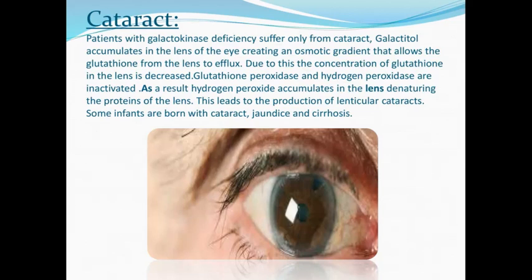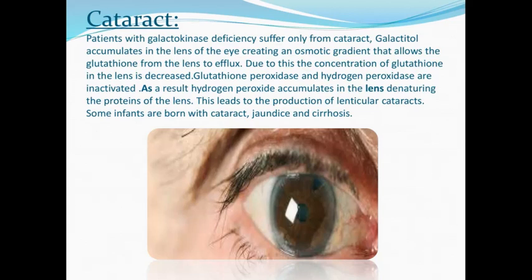Due to this, the concentration of glutathione in the lens is decreased. Glutathione peroxidase and hydrogen peroxidase are inactivated. As a result, hydrogen peroxide accumulates in the lens, denaturing the proteins of the lens. This leads to the production of lenticular cataract. Some infants are born with cataract, jaundice, and cirrhosis.